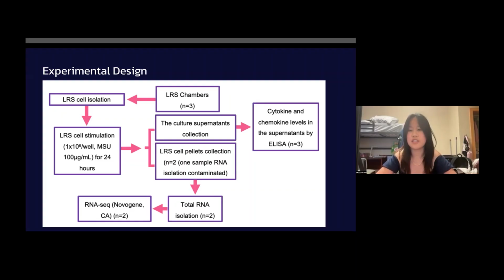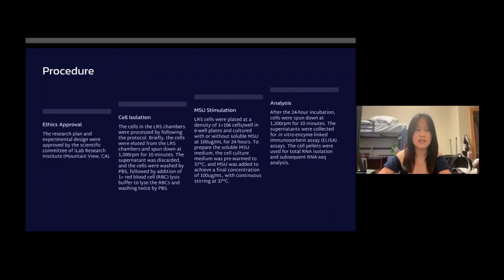I also measured the cytokine and chemokine levels using ELISA for the 3 supernatants that were not contaminated. I performed total RNA isolation for the 2 cell pellets, and then I also performed RNA sequencing that was done by Novogene. I had my research plan and design approved by the scientific committee of ILab.